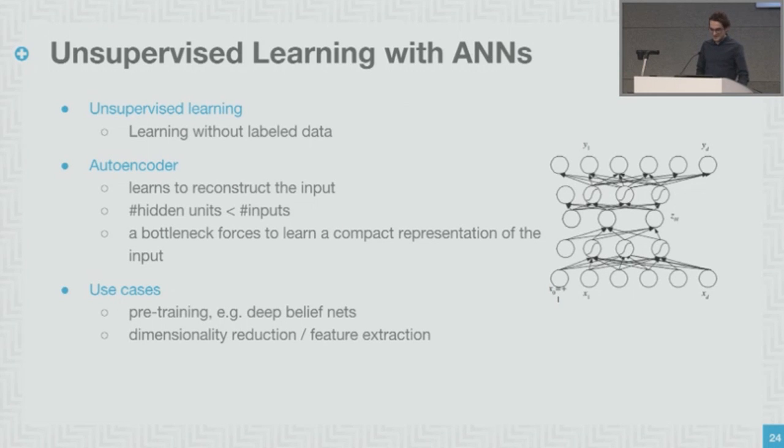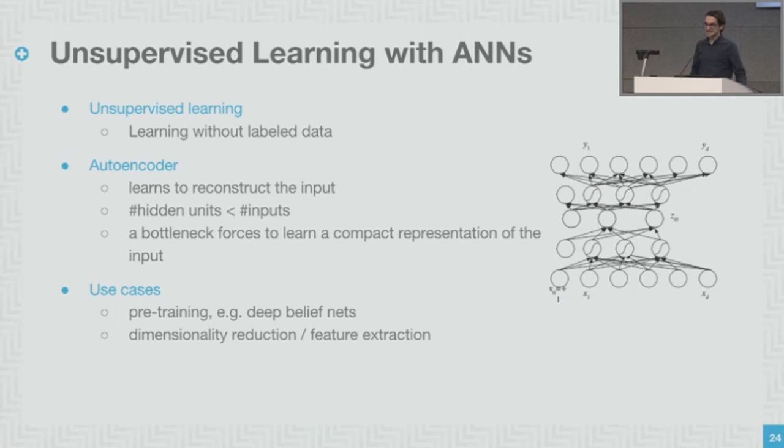So if you don't have any labeled data at all, you can still learn. It's still possible to train artificial neural networks without having any labeled data. And this is called unsupervised learning. I talked about it in my previous slide. It's basically learning without labeled data. And in artificial neural networks, one architecture is to use these hourglass-shaped neural networks. They're called autoencoders. What they do is they try to reconstruct the input in the output.